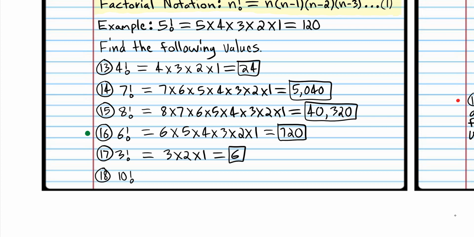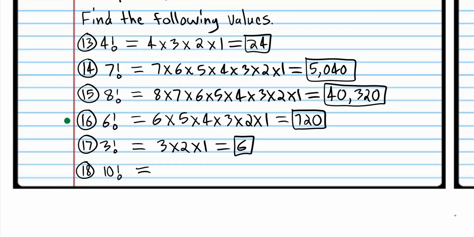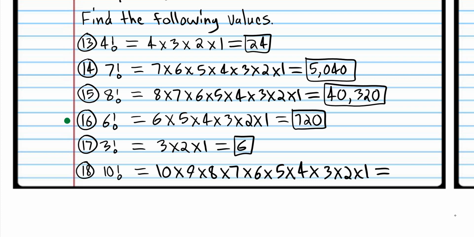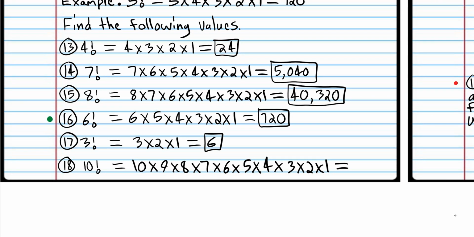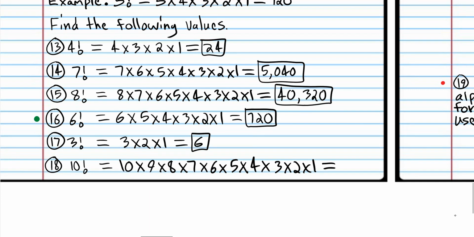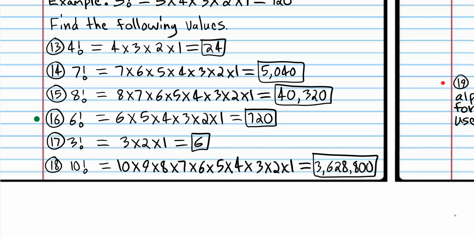Okay, we're back. So we got, I'm going to go ahead and just write this out just so we can see exactly what's going on. I don't think you really need me to write it out for you at this point, but at least we'll have something to write on the page. And I got a very big number, 3,628,800. So if you got that answer, excellent.